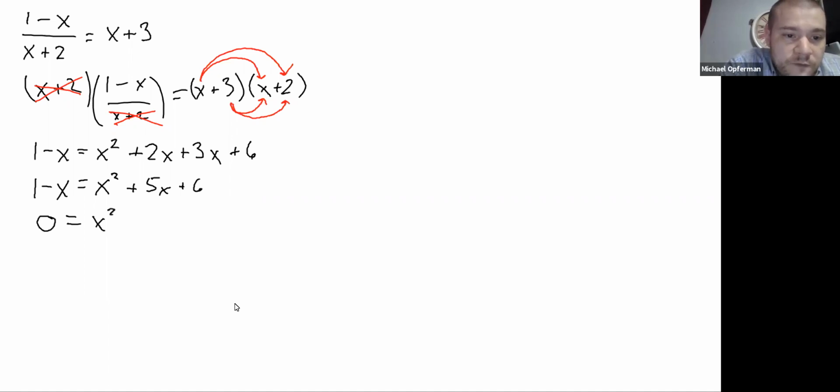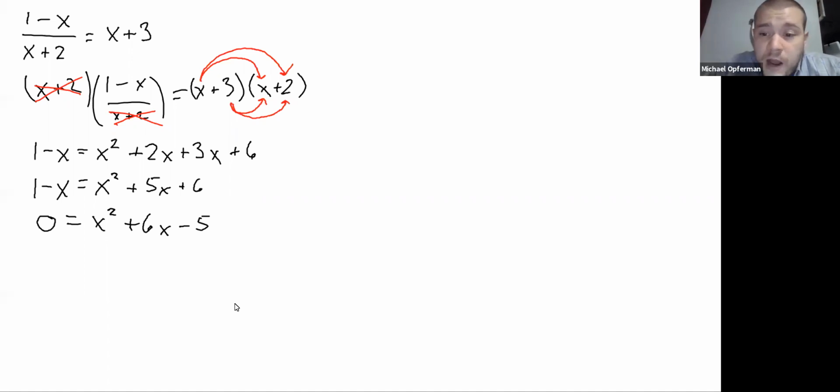So x squared is unaffected by this. I have plus 5x, and I'm going to have plus 1x from the term that I brought over from the other side, which is going to give me 6x. And then I have plus 6, and I'm going to have minus 1 from the term on the other side. So I'll end up with this.